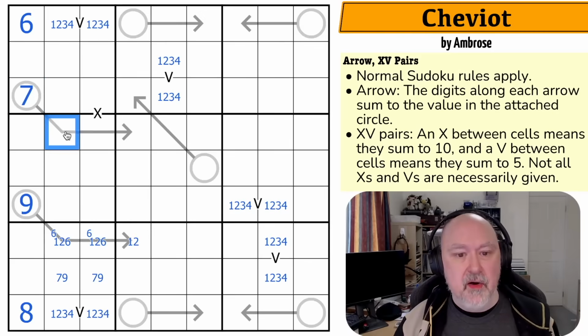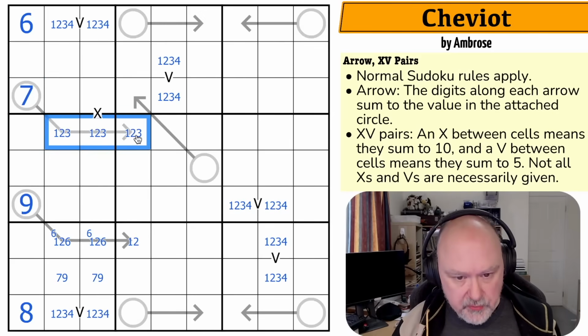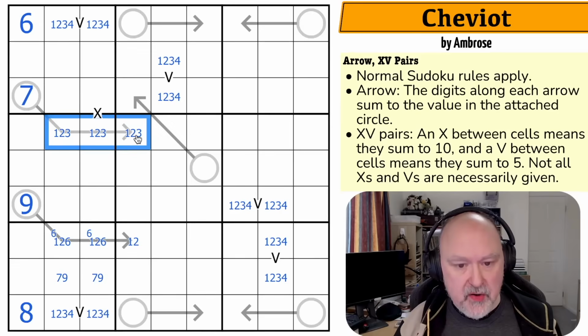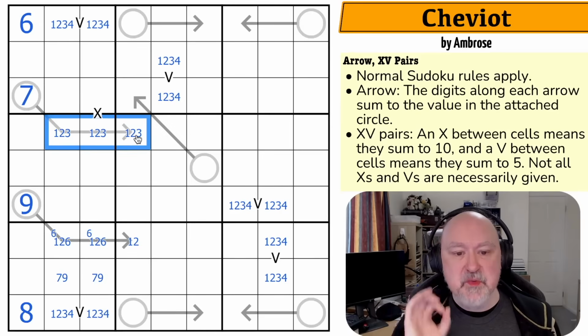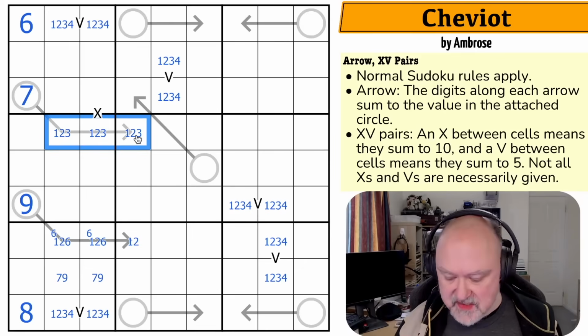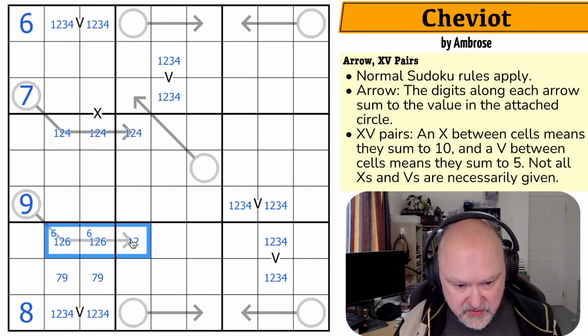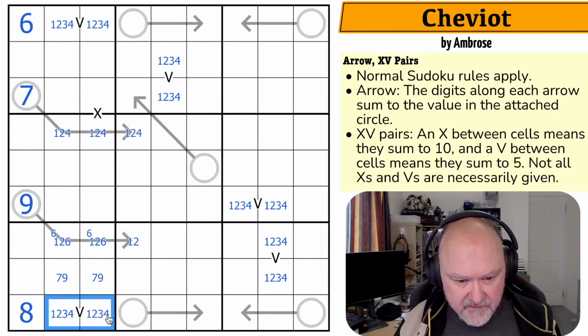This is a 7 arrow. Now, a 7 arrow, the minimum you can put on an arrow is 1, 2, 3. If you put 1, 2, 3 on an arrow, that sums to 6. I need to increase one of those digits by 1 to get it to 7. If I increase either the 1 or the 2, I end up with a duplicate digit. So I have to increase the 3, and this is 1, 2, 4. This is 1, 2, 6. Now, if this is 1, 4, this is 2, 6. If this is 2, 3, this is 1, 6.